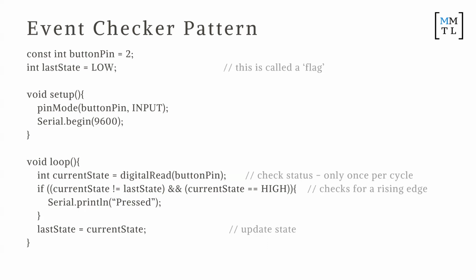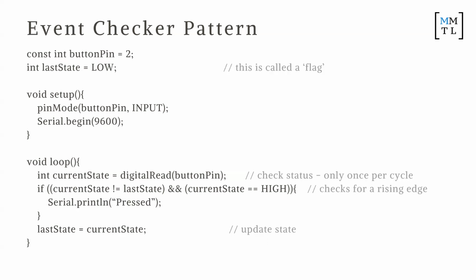Now what happens if I let go? If I let go, this here becomes low, so current state now becomes low. And then it checks this: does current state not equal last state? That is true. And is current state high? No, it is not. It is low. So therefore it escapes it. It doesn't print, and then it updates this to low.